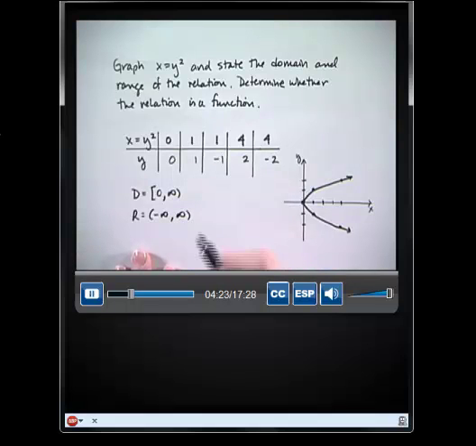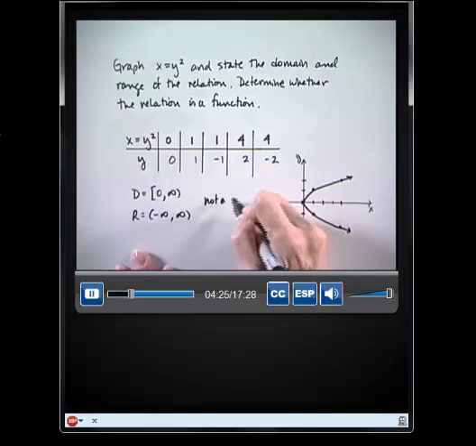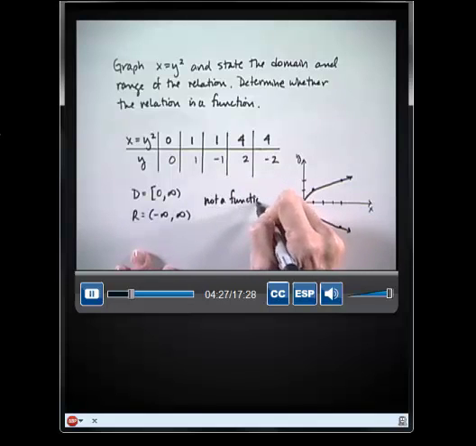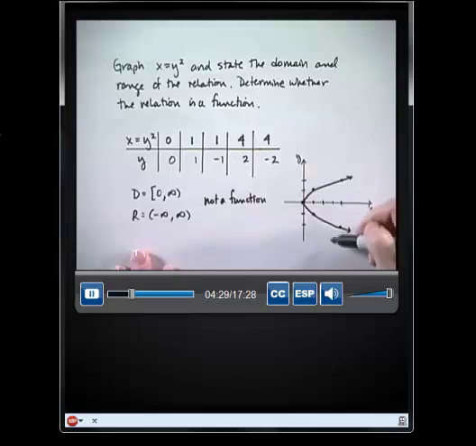The relation is not a function. It does not pass the vertical line test. A vertical line somewhere will intersect the graph at more than one point.